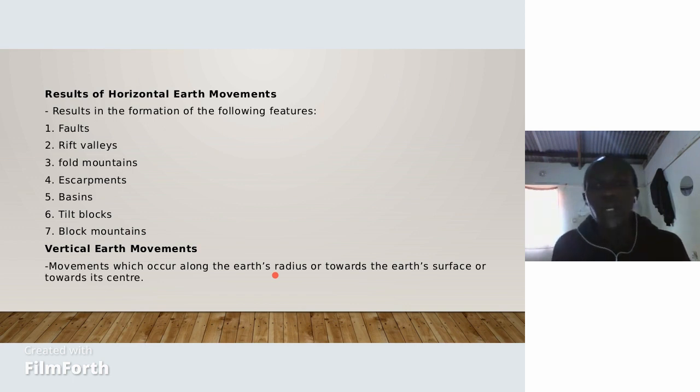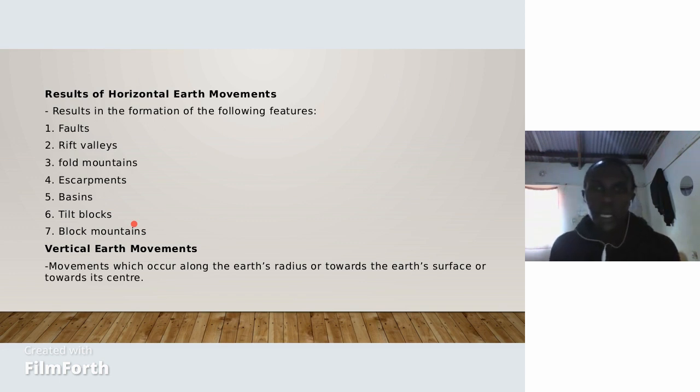Also, it leads to formation of fold mountains. This is actually caused by compressional forces here. Escarpment is a result of tensional force. Remember, in naming the Rift Valley, there is that flat, gentle sloping surface called escarpment. It also leads to development of basin, a tilt block, and a block mountain.